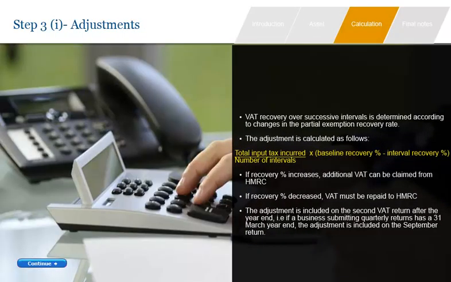Having defined the interval and baseline VAT recovery, adjustment calculations must be done at the end of the following intervals of the scheme. These adjustments are determined according to changes in the partial exemption recovery rate for the asset. Total input tax is divided by the number of intervals, and then part of this fraction is repaid to or reclaimed from HMRC, depending whether taxable use has increased or decreased. The adjustment is included in the second return after year end.